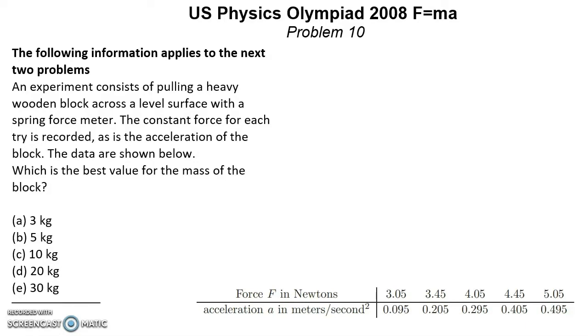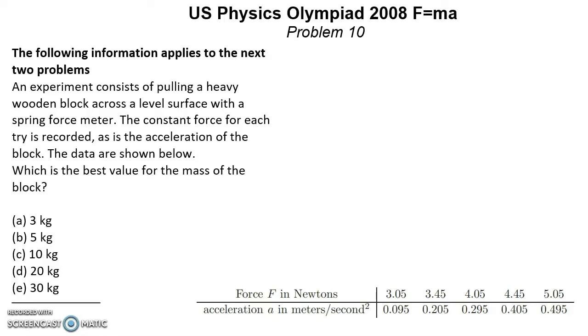Problem number 10. The following information applies to the next two problems. An experiment consists of pulling a heavy wooden block across a level surface with a spring force meter. The constant force for each try is recorded, as is the acceleration of the block. The data are shown below. Which is the best value for the mass of the block?